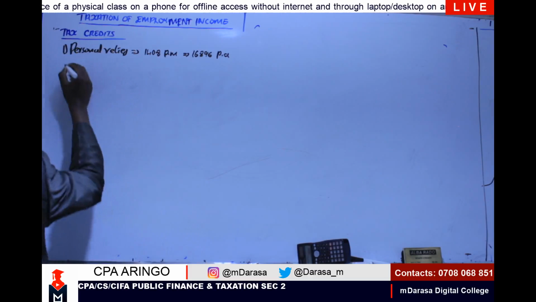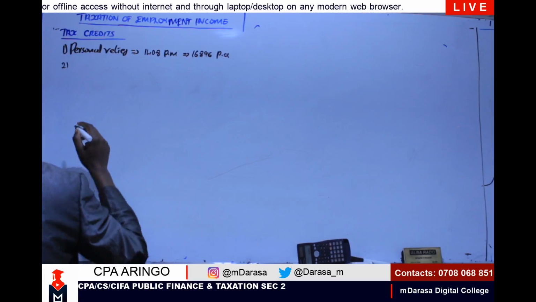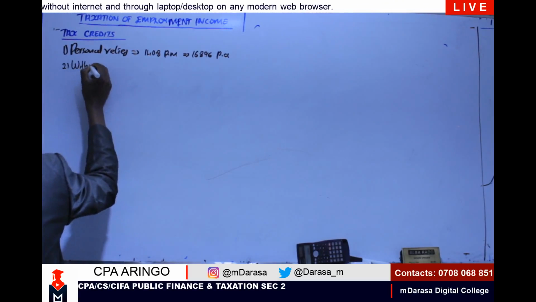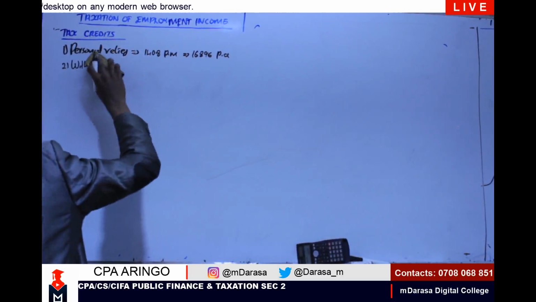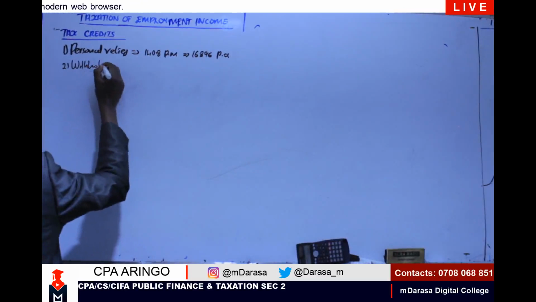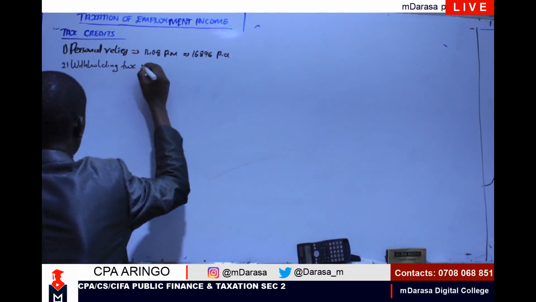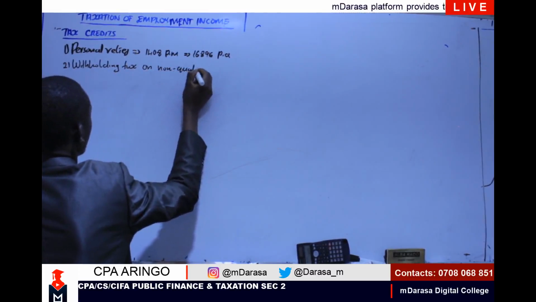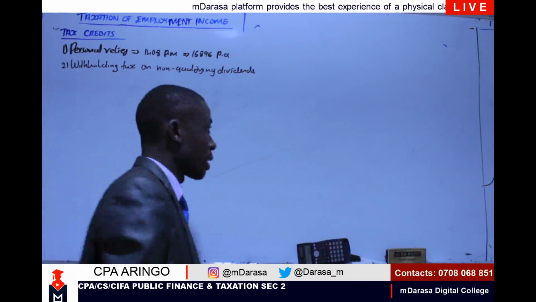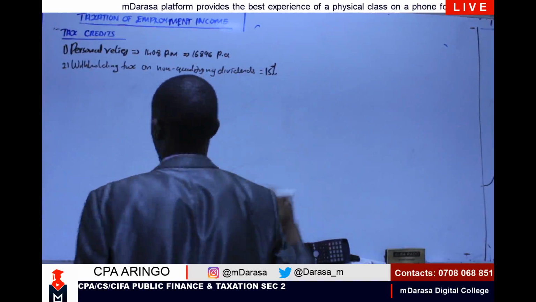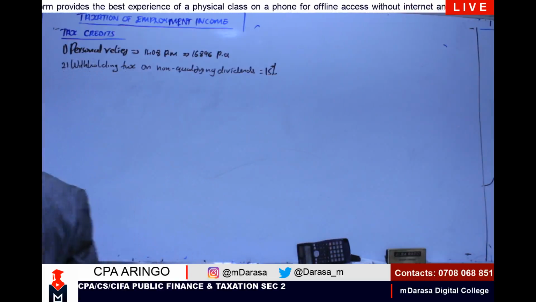Number two, we will be talking of dividends, withholding tax on non-qualifying dividends. We know very well that withholding tax here, because we had talked of this, is a rate of 15%. And that 15% is not a final tax. That's why you're given it as a tax credit.